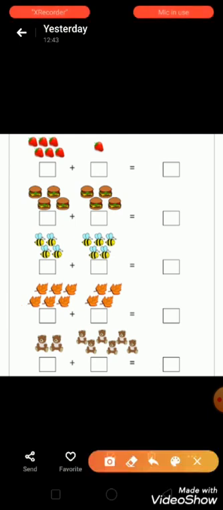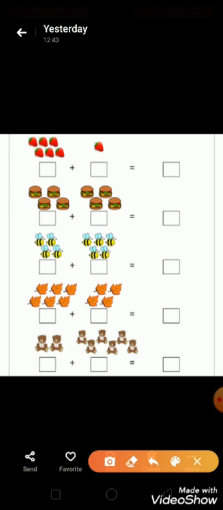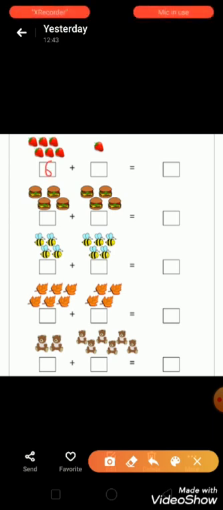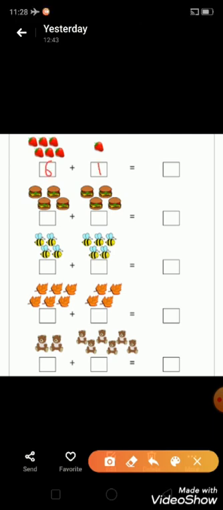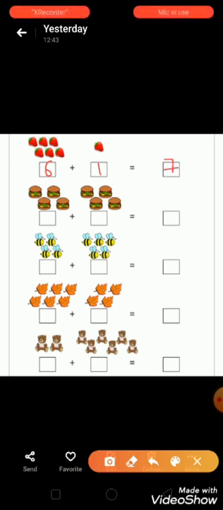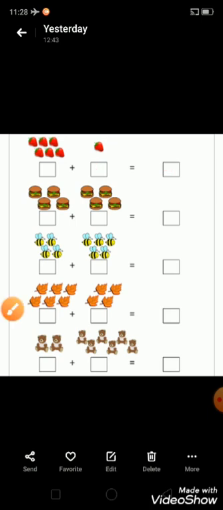In your maths notebook, you only need to write this strawberries number, and for example I am telling, write 6 and here 1. 6 plus 1 is equal to 7. Like this only you have to write, no need to draw. Okay children?